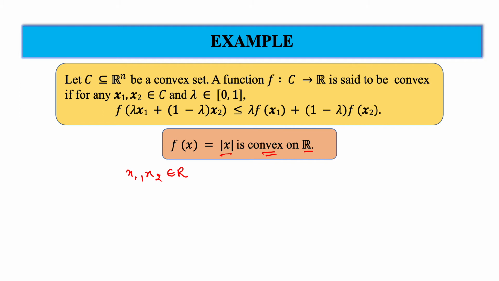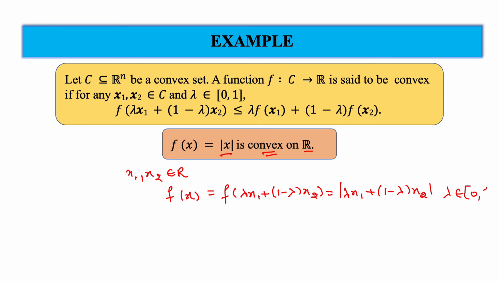Okay, so what is f(x)? f(x) will be mod of x, where x is our point, lambda x1 plus 1 minus lambda x2, a linear combination of 2 points, where lambda is in between 0 to 1.